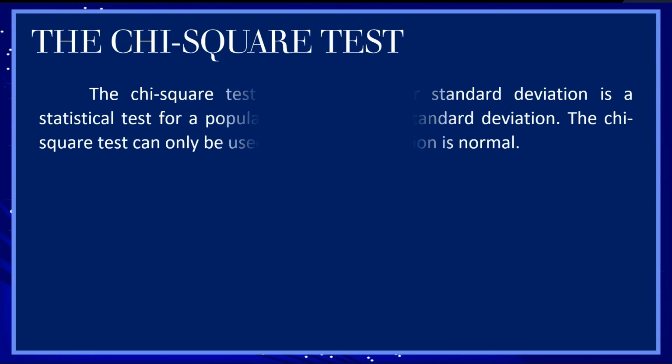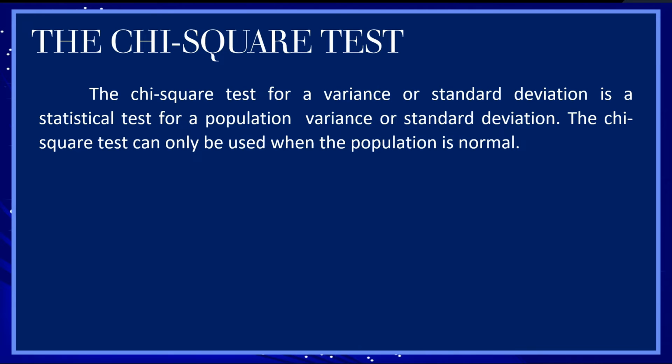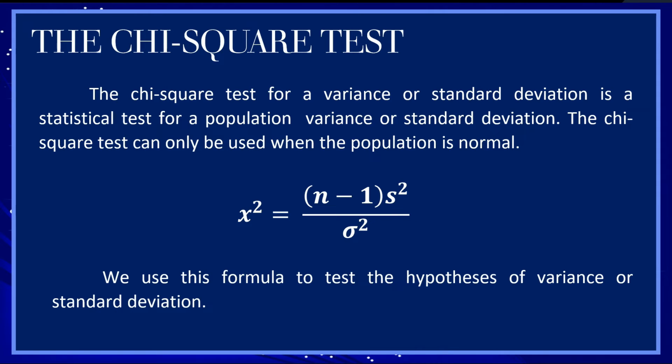Now that we know how to find the critical values for a chi-square test, let's proceed to the testing of hypothesis using the chi-square test for a variance or standard deviation. The chi-square test for a variance or standard deviation is a statistical test for a population variance or a standard deviation. The chi-square test can only be used when the population is normal. The test statistic is s squared and the standardized test statistic is X squared equals the quantity n minus 1 times s squared, all divided by sigma squared. We will use this formula to test the hypothesis of variance or standard deviation.